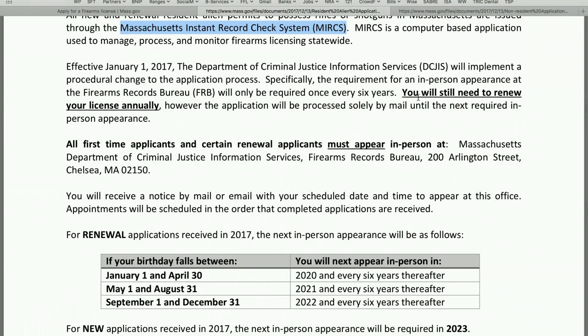You'll see right here, you'll still need to renew your license every year. If you're an out-of-state resident, these are things that you'll have to do.